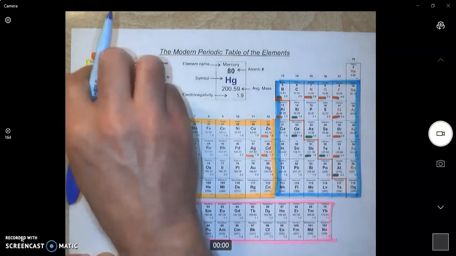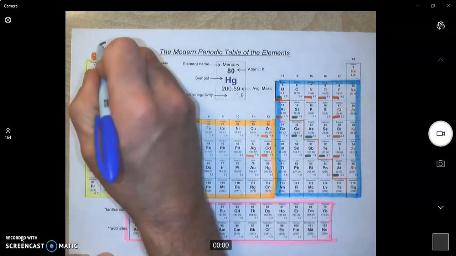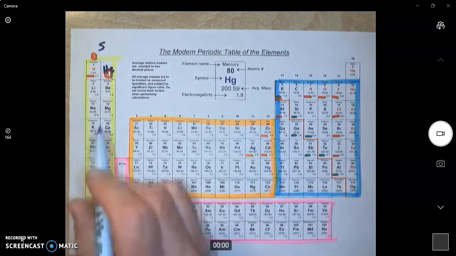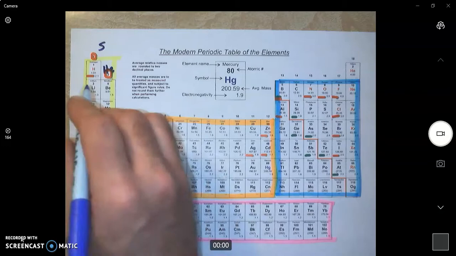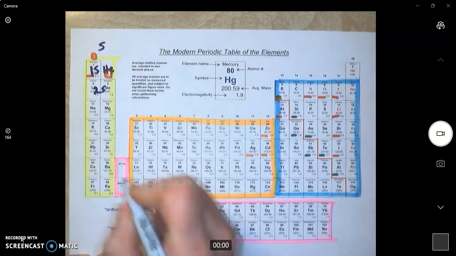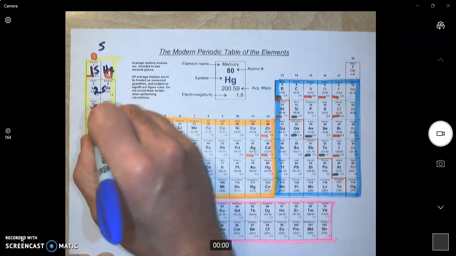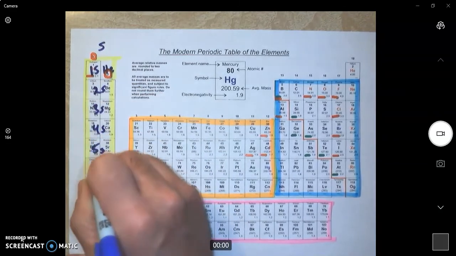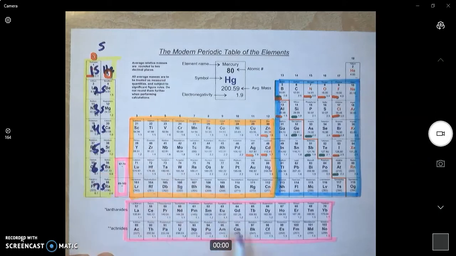We talked about groups 1 and 2 being our S block, and whatever row they are in, that is the S sublevel. So this is going to be our 1s, this is our 2s, 3s, 4s, 5s, 6s, and 7s.